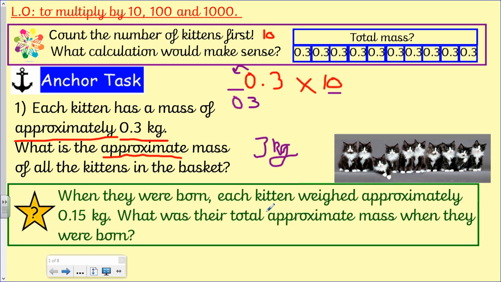When they were born, each kitten weighed approximately 0.15 kilograms. I'll underline the approximately as well. What was their total approximate mass when they were born? So about what did they weigh when they were born? We've still got our 10 kittens here.